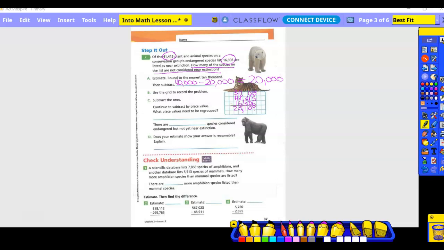So it says to subtract the ones, which we already did, and then we continue to subtract, and we have to regroup when we need to, right? So what place values did we have to regroup? Did we have to regroup with the ones? Yes. The tens? No. The hundreds? No. But we had to regroup at the thousands, right? So there are blank species considered endangered but not near extinction.